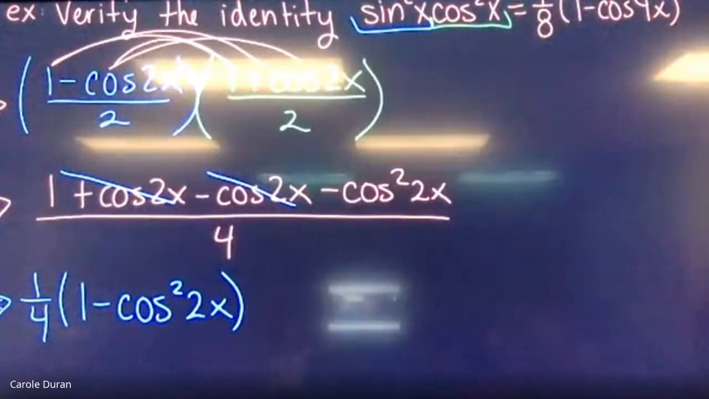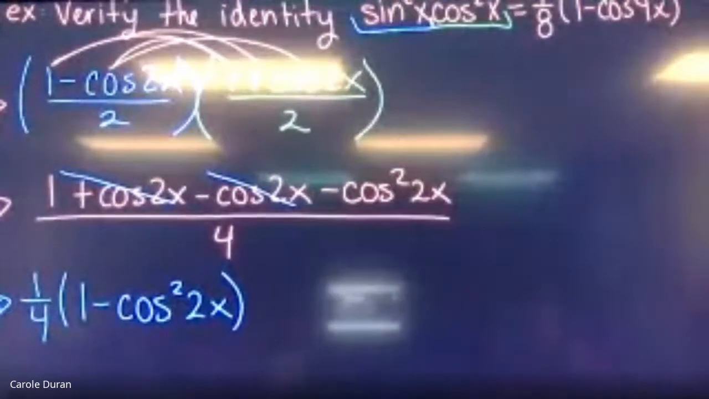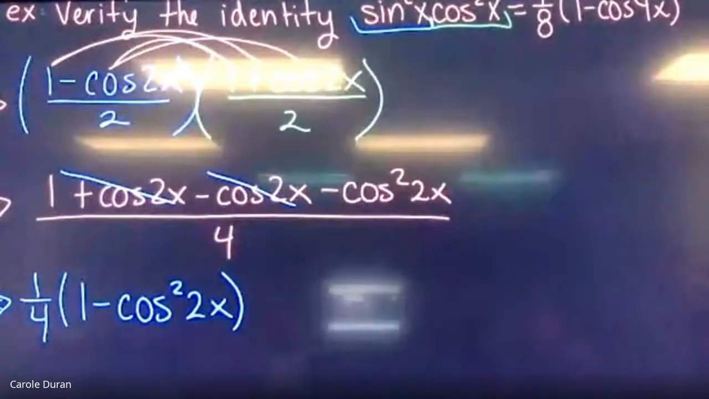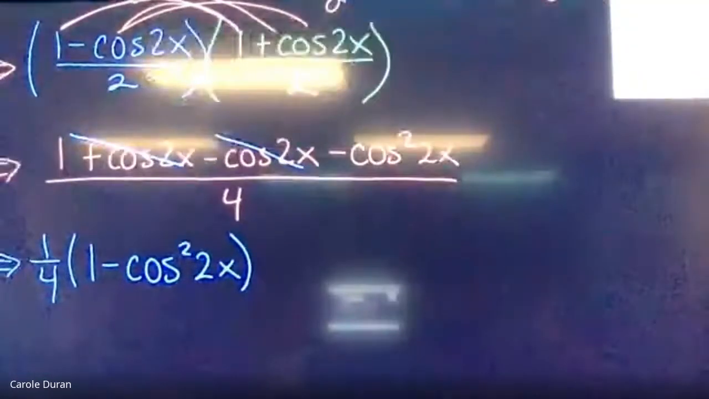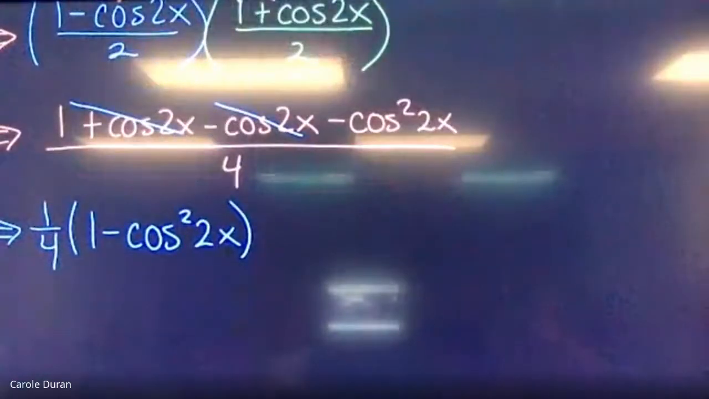Anybody have an idea what we're gonna do next? What's 1 minus cosine squared equal to? Sine squared by our Pythagorean identity. Yes. Why does it matter? Say it louder, honey. Why would we do that?